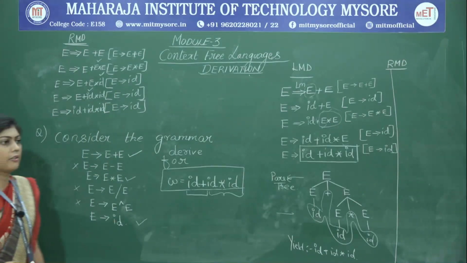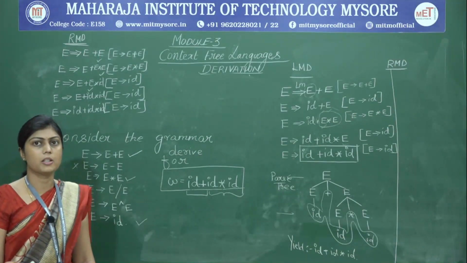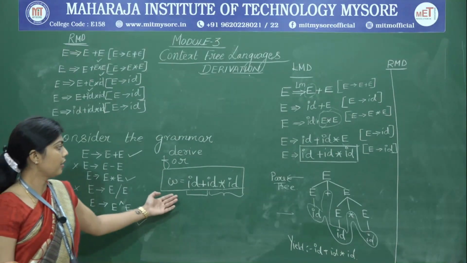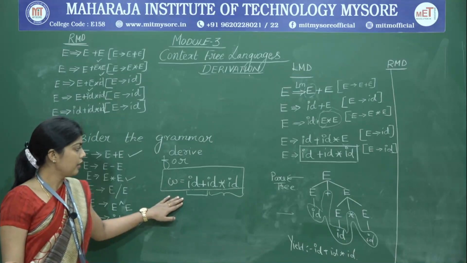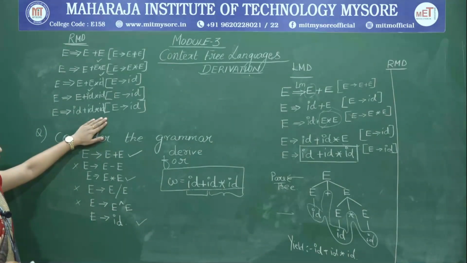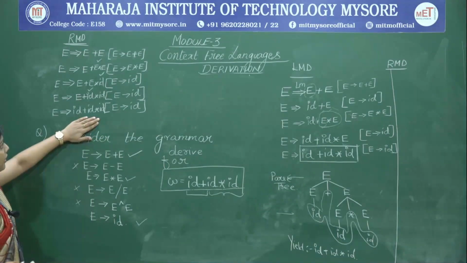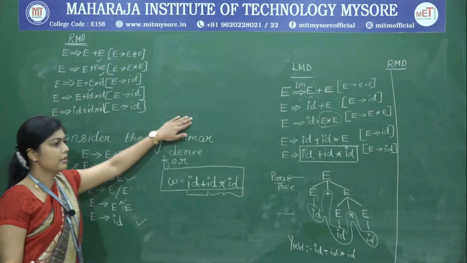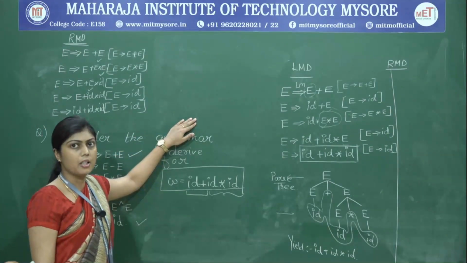So do we stop the derivation here? Yes, we stop the derivation here because we have already got the string we intended to derive. Okay, so we have stopped the derivation here. So we'll write the derivation tree for the same.